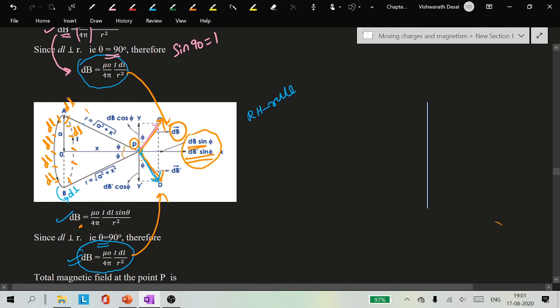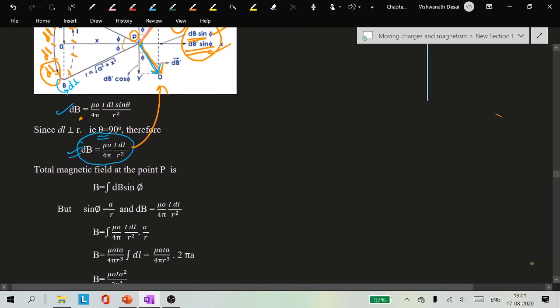The total magnetic field at point P can be found by adding the dB sin phi components. One dl will produce one dB sin phi, and one more dl will produce one more dB sin phi. If all these dl produce dB sin phi, then the total can be found by integrating. So the total magnetic field at point P is B equal to the integral of dB sin phi.